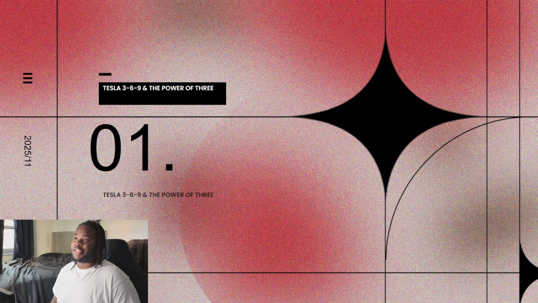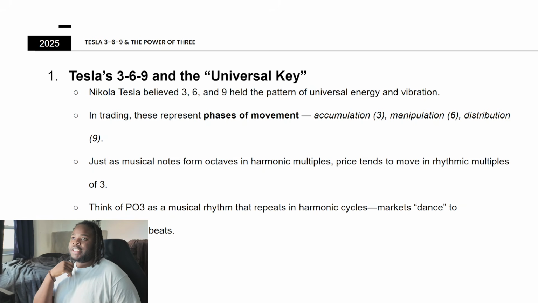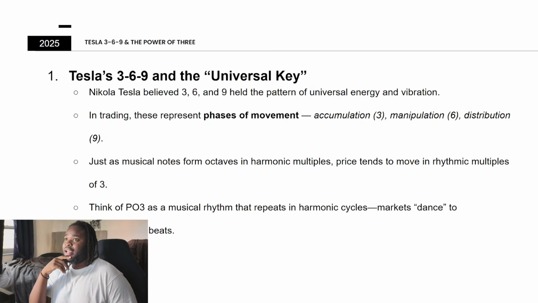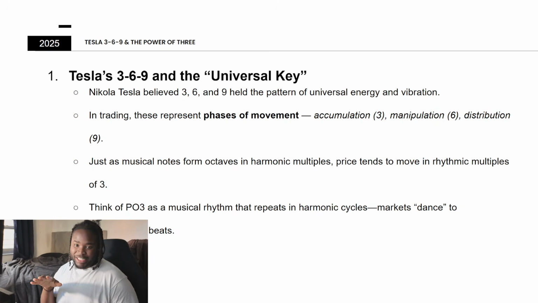Tesla 369 and the power of three. All right. Tesla 369 is the formula that Happy Plaka uses for the foundation of his math formulas. And it comes from Nikola Tesla, who believed that 369 held the pattern of the universal energy and vibration, right? In trading, these represent the phases of movement: accumulation, manipulation, distribution. 369. It's the very basic foundation where all the numbers derive from.